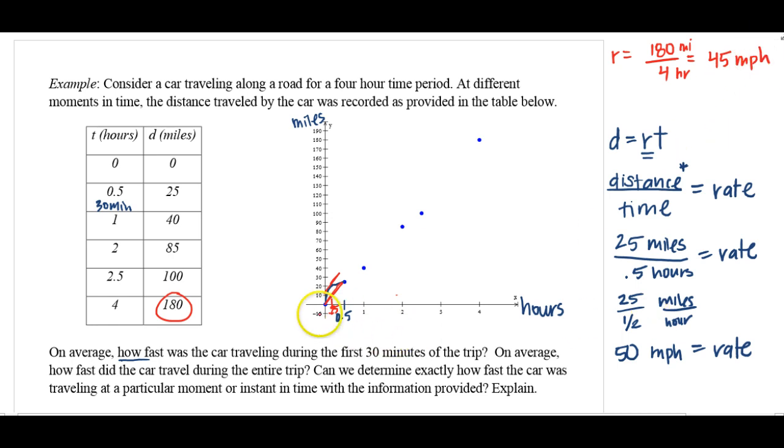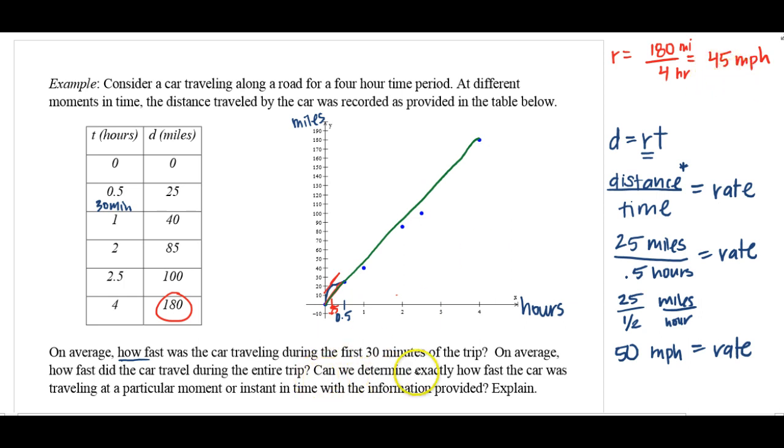So between the first 30 minutes, on average, I was traveling a little faster at 50 miles per hour, but over the course of the whole trip, from time 0 all the way up to that last point, the slope of this line is 45. So on average, on the whole trip, I was traveling 45 miles per hour.